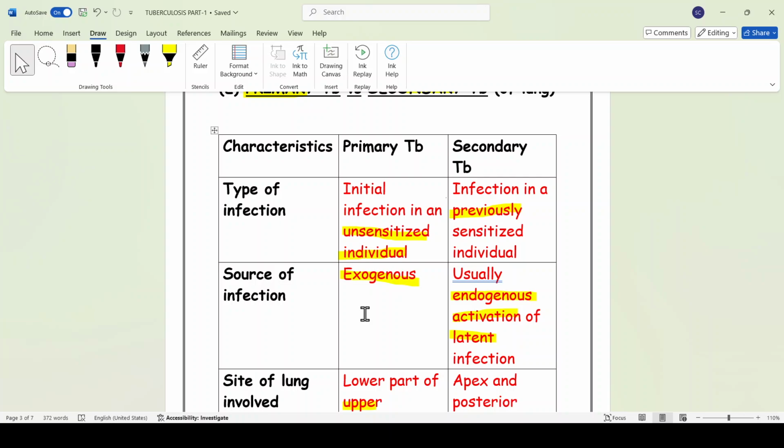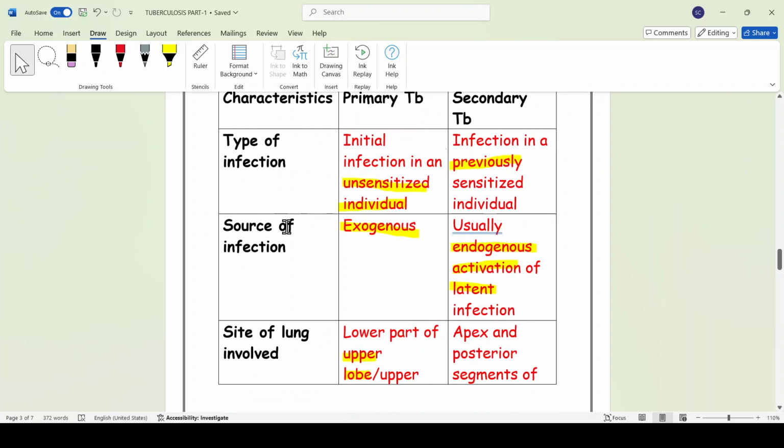What will be called a secondary TB case? If the infection has taken place in a previously sensitized individual, that is, a primary TB case is now getting a TB infection again, it will be called a secondary TB infection. Now, the source of infection in primary TB is exogenous, that is, the infection comes from outside. Whereas in secondary TB, as I told just a few minutes earlier, it is the primary TB case.